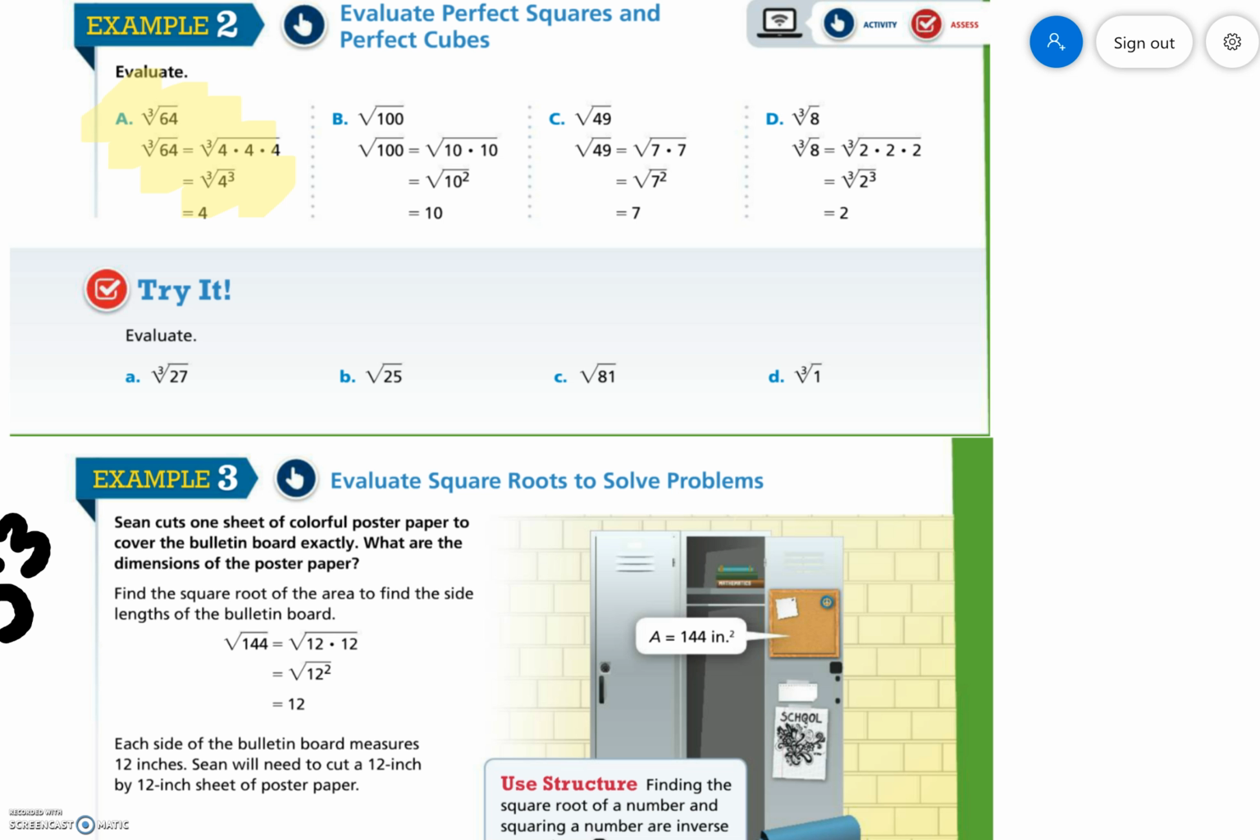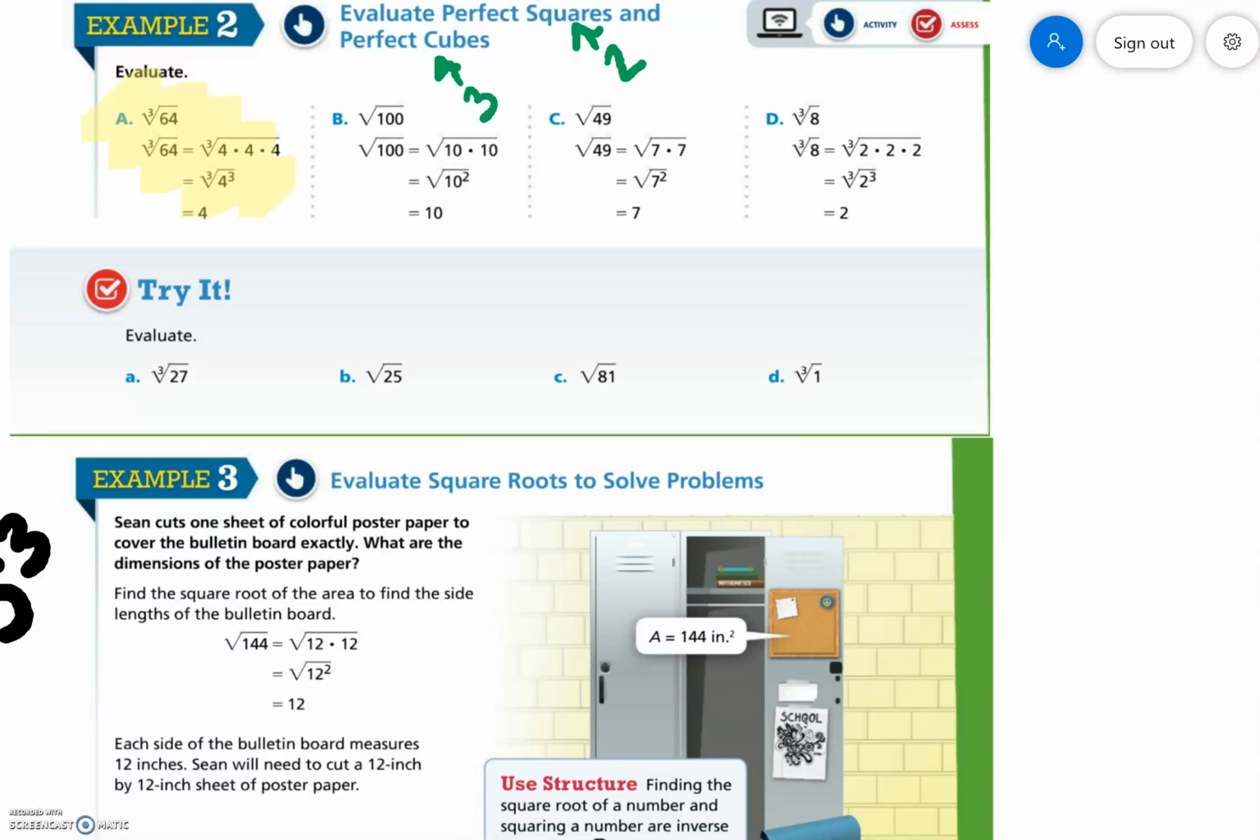The square root of 100. So square root, we're only looking for 2 numbers. Let's write that down. Squares, we're looking for 2 numbers. Cubes, we're looking for 3. So what times what equals 100? 10 times 10, which means the square root of 100 is 10. Square root of 49. What times what equals 49? 7 times 7. So that means the square root of 49 is 7. Cube root of 8. What times what times what equals 8? That is 2. I want you to try the next ones on your own, so pause the video.